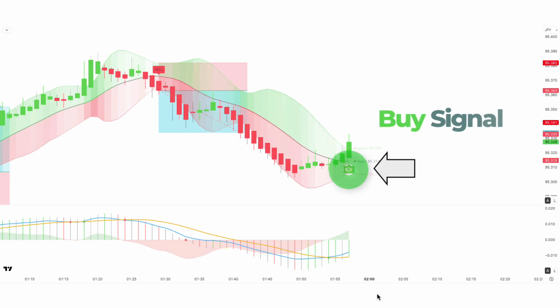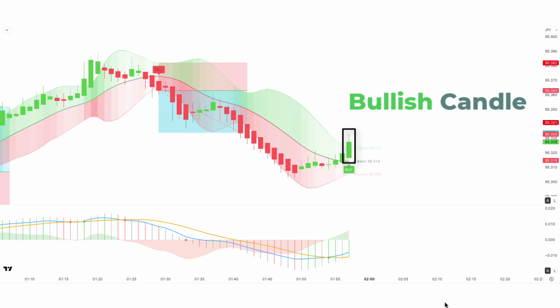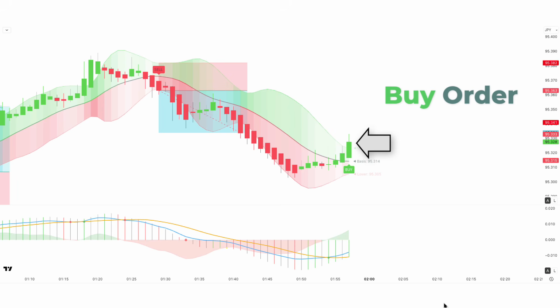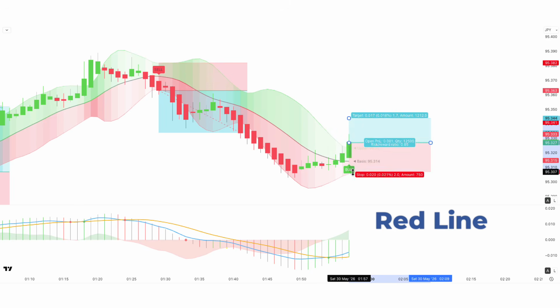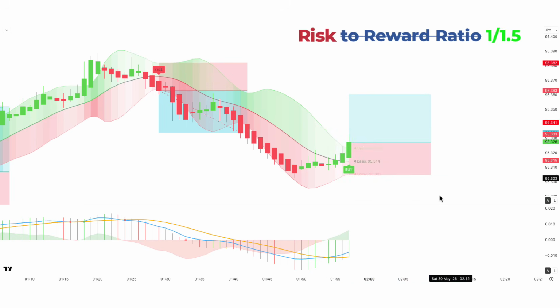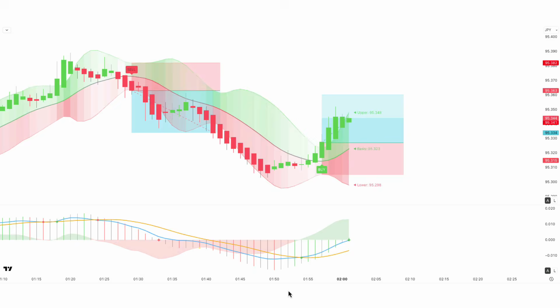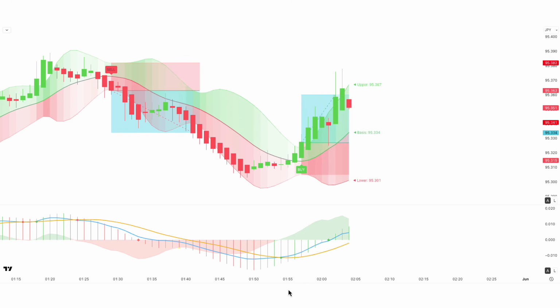Here, the Nadaraya-Watson envelope arrow up of this indicator is the buy signal. Here, the blue line of the Awesome Oscillator is above the orange line. Here, the market has made a bullish candle to give confirmation. So all our conditions are being fulfilled, so we are placing an order to buy. Our stop loss is to be placed at the red line, and the risk to reward ratio will be 1 to 1.5. Let's see what happens to our trade. We have won the trade. Let's find the next trade.